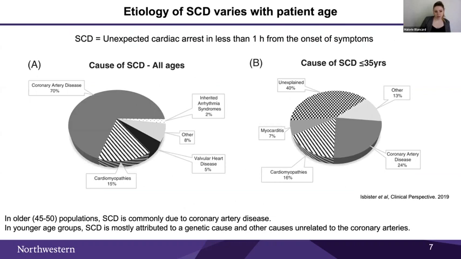So the definition of sudden cardiac death, SCD, is the unexpected cardiac arrest in less than an hour from the onset of symptoms. That's how it's defined. And it's interesting to see that the etiology depends on the age of the patient. In older populations, SCD is mainly due to coronary artery disease, about 70%. But when you switch to people younger than 35 or 40 years old, coronary artery disease is only about 24%. So SCD is mainly attributed to a genetic cause, not to coronary artery disease.